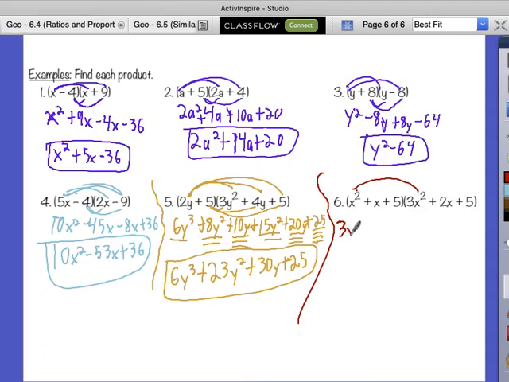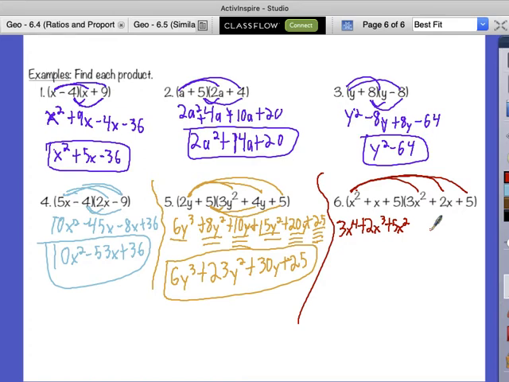Get 3x to the 4th. Times 2x, and get 2x to the 3rd. What would I do next? x squared times 5. Okay, so we took the first thing times everything in the second. You get 5x squared. Then Matthew, what would you do next?